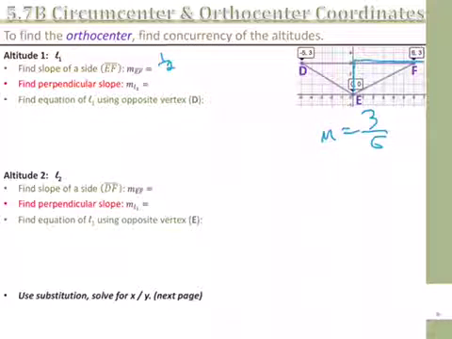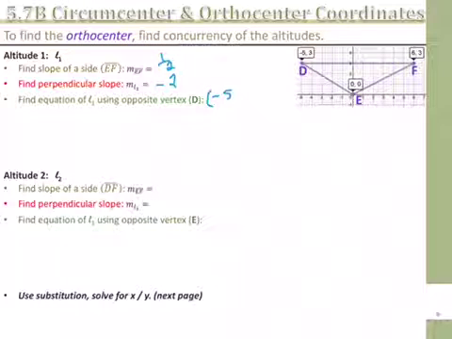I'm going to use this area, by the way, as my spare work area. So the slope of EF is 1/2. Therefore, the slope of our first altitude is going to be the opposite reciprocal of that, which is going to be -2. Now, D's coordinates are -5, 3.